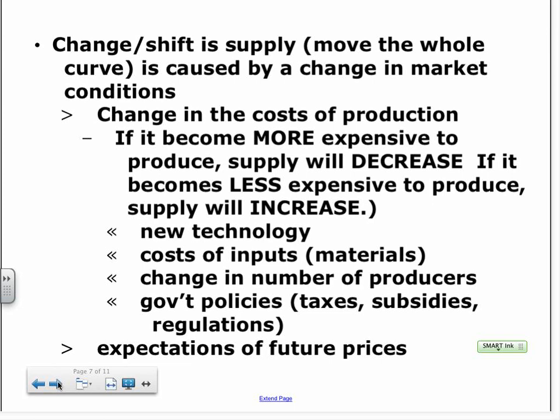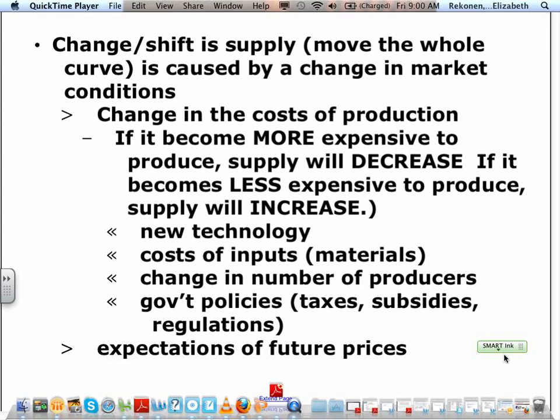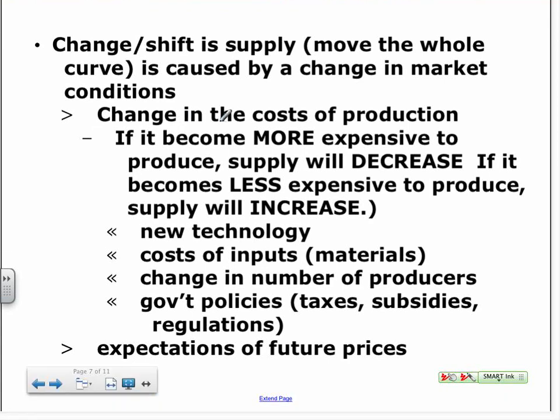Okay, so what causes a supply curve to shift? What causes it to go left or right? We talked about what it looks like and what happens when it goes left or right, but now these are the causes that will cause it to go left or right. A change or a shift in supply, which moves the whole curve, is caused by a change in market conditions, meaning that a change in the cost of production is the biggest thing that's going to change the supply curve. So if it becomes more expensive to produce, supply will decrease. If it becomes less expensive to produce, supply will increase.